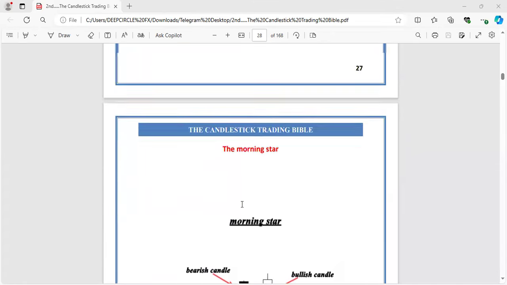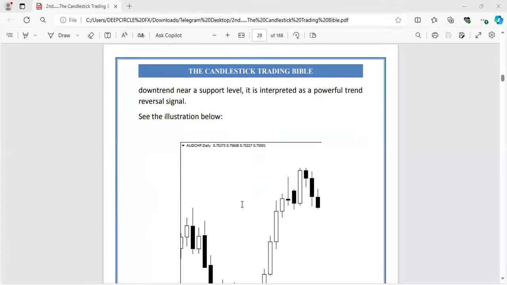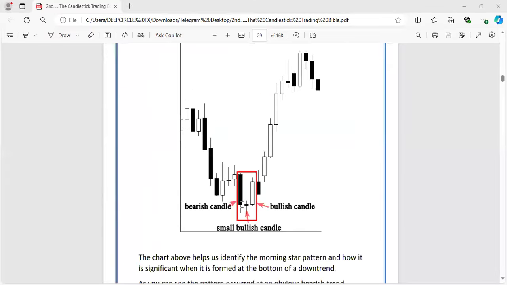So let me show you a typical example on the chart. This is our candlestick, the one I'm talking about. The morning star is usually found at the bottom of the trend. So usually the market will be moving like this, right? Then there is this candlestick. This is the morning star signaling the bullish movement.